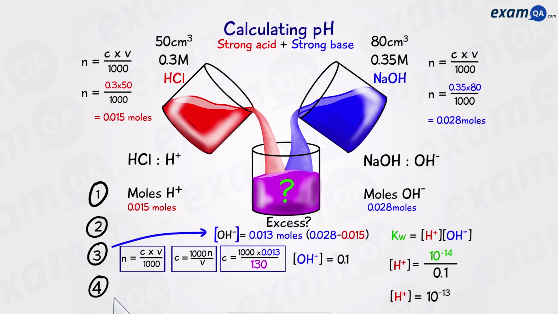And now in step 4, we can work out the pH by doing minus log of H+. And that's going to equal 13. So again, the pH of the mixture is high this time because we had excess strong base. So in this video, we learned how to calculate the pH of a strong base and also how to work out the pH of a mixture of strong base and strong acid.